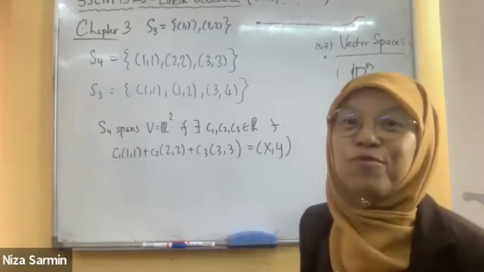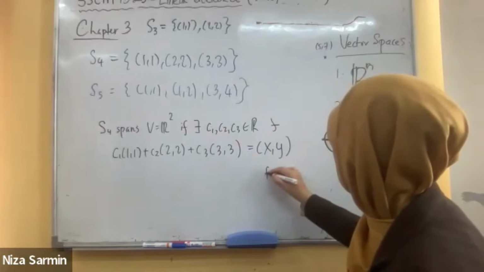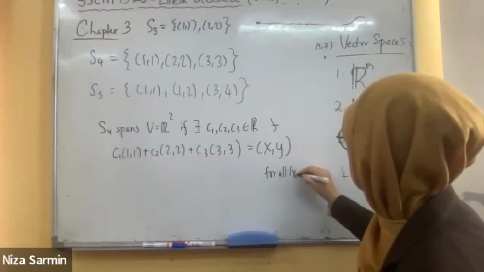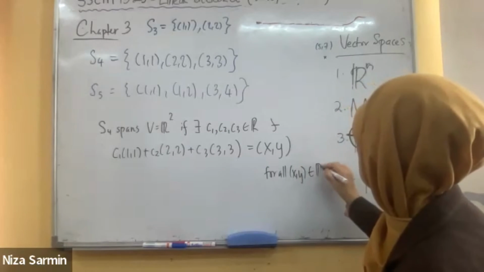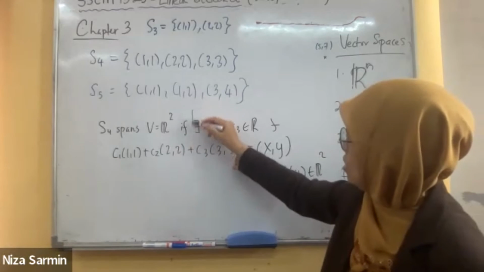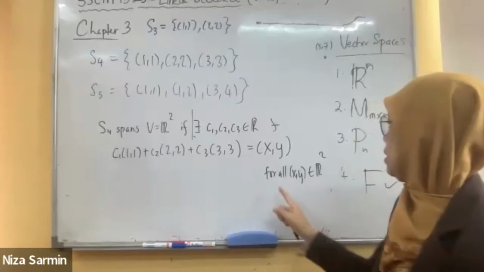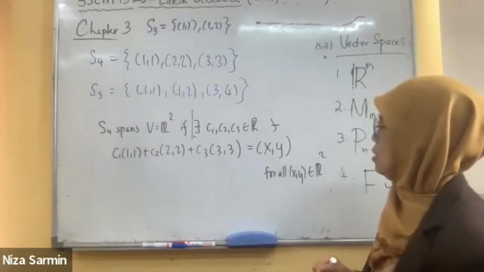Oh, I didn't put "for all." You can put it here or at the end: for all x, y in R. Or you can put it here, if "for all" is here, right? Better put it here.